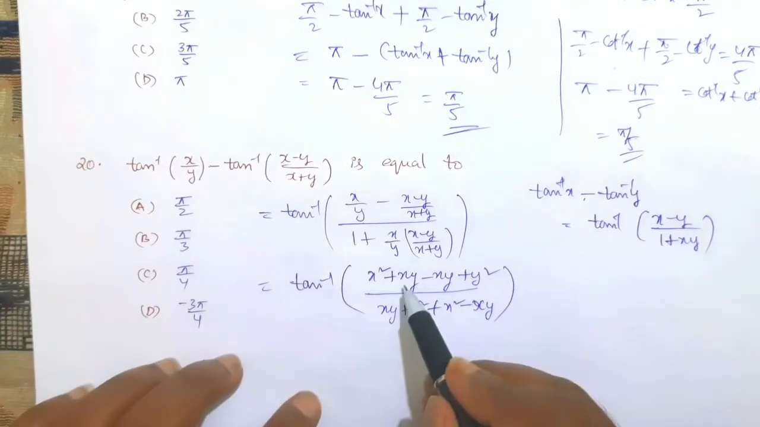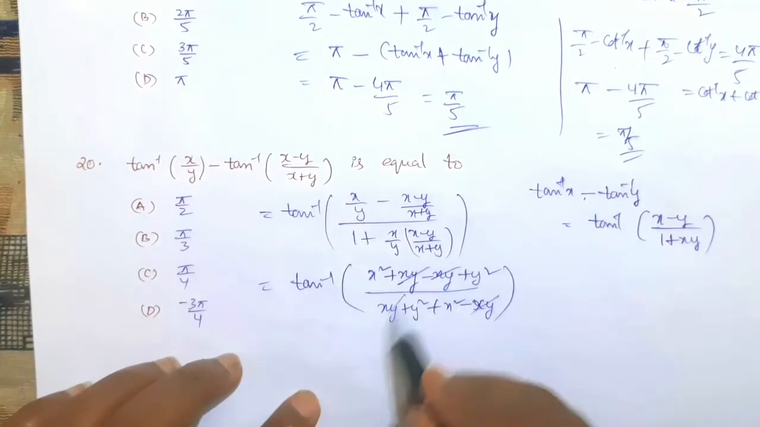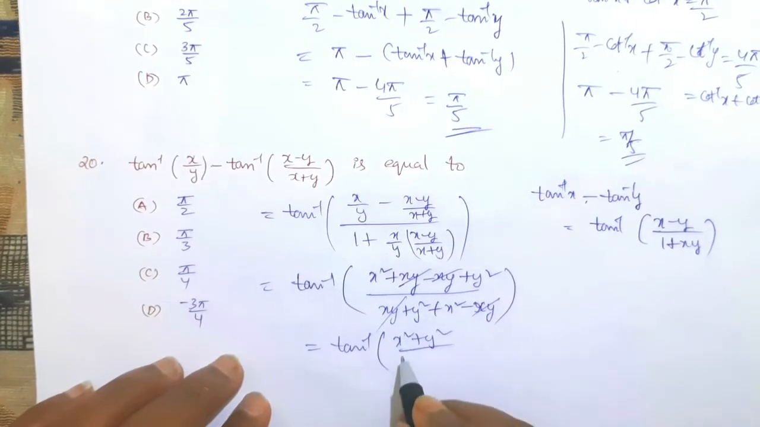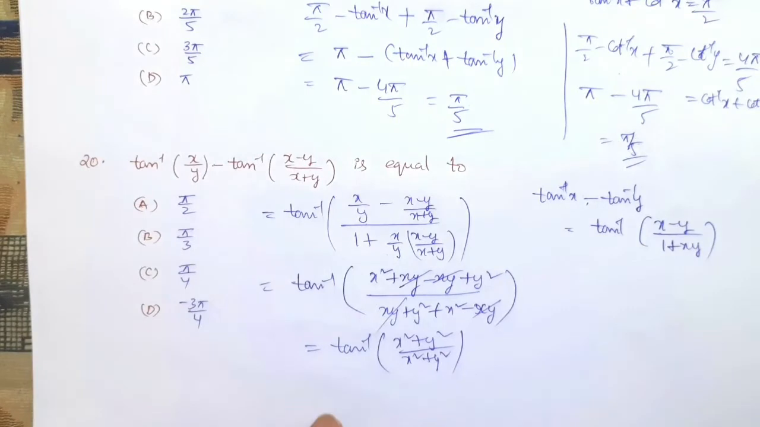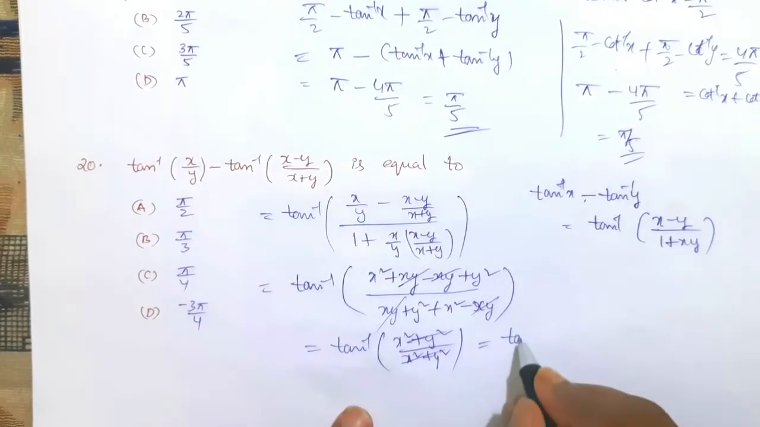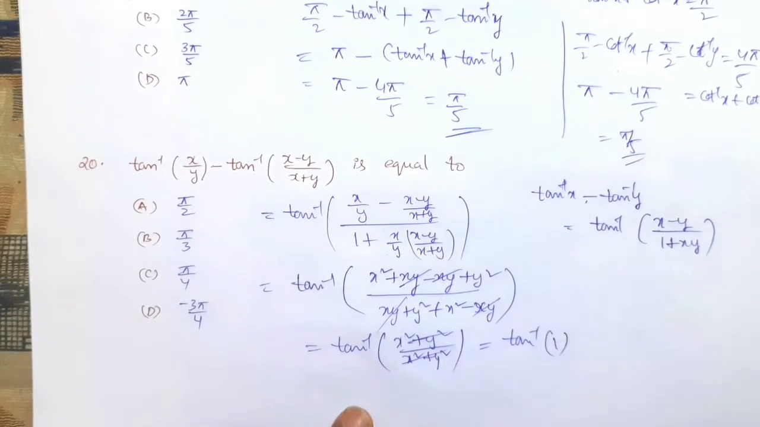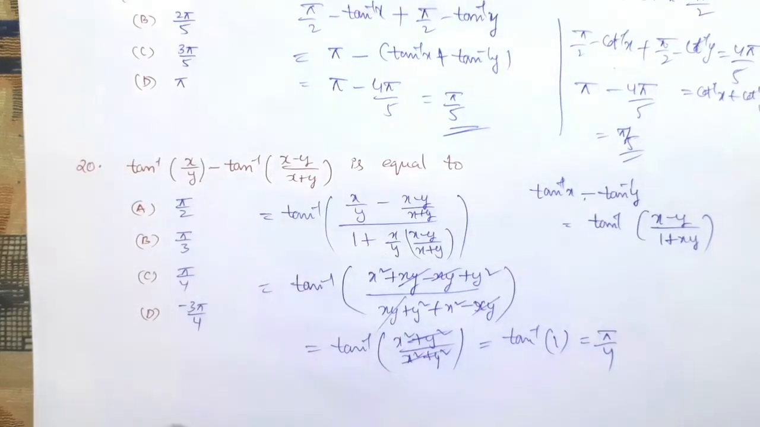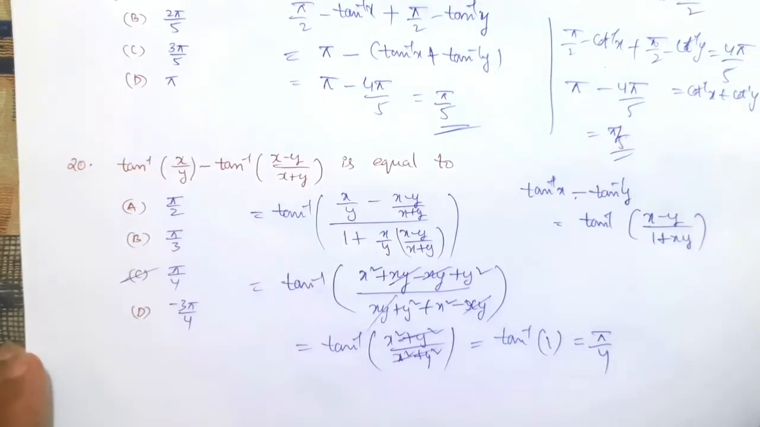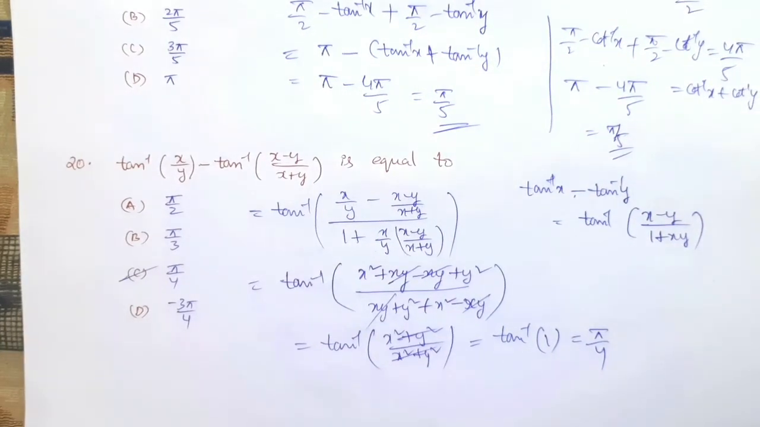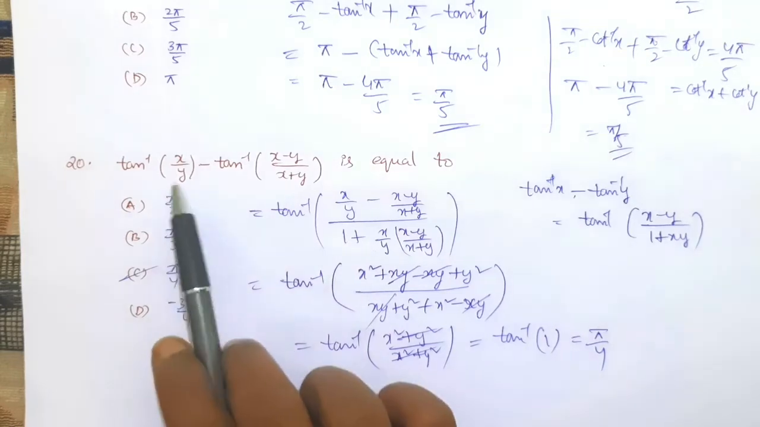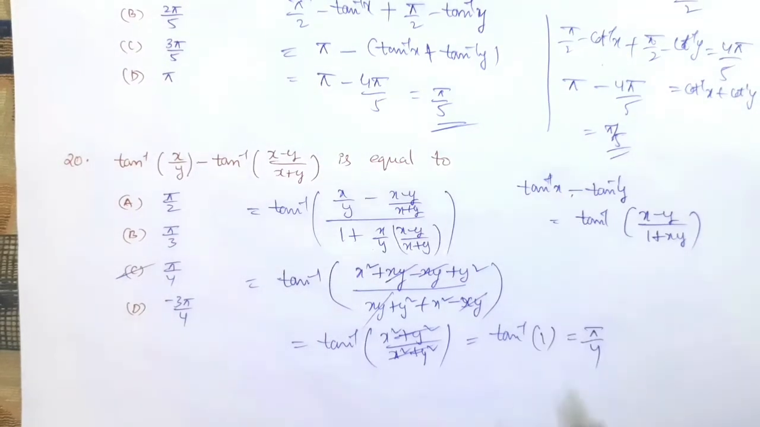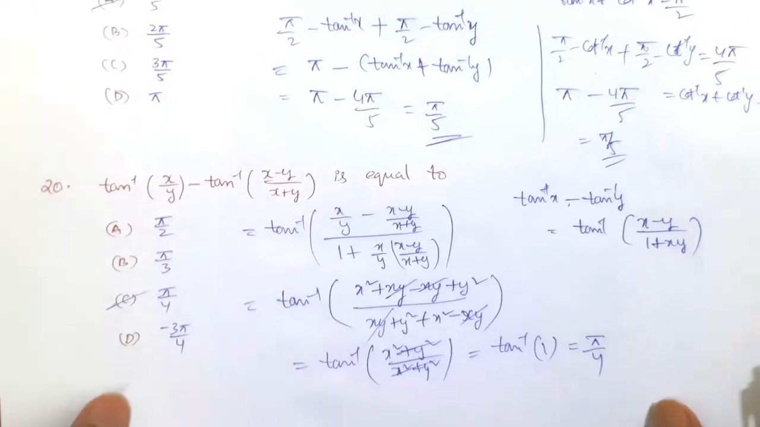Simplification you need to do very carefully. xy cancels, here also xy cancels, you get tan inverse of x square plus y square by x square plus y square again. So x square plus y square again will cancel. So it will be tan inverse of 1. See, otherwise these 4 terms are equal. Tan inverse of 1, we know that is pi by 4. Option C. See, there are direct formulas also they can ask, in terms of either the tan inverse x minus tan inverse y formula or the tan inverse x plus tan inverse y formula. They will ask like that also.